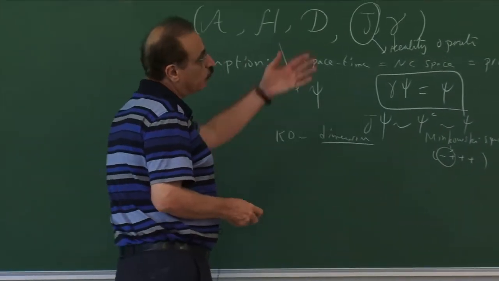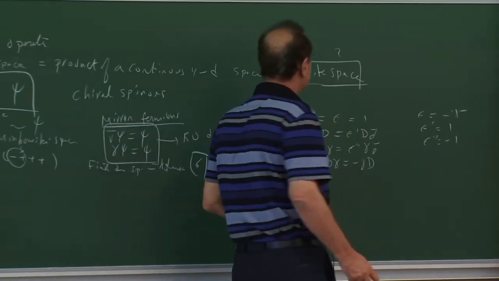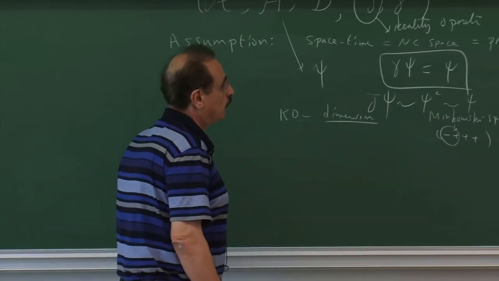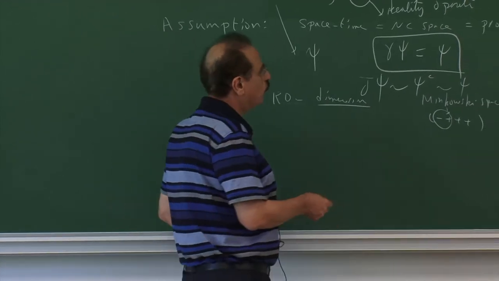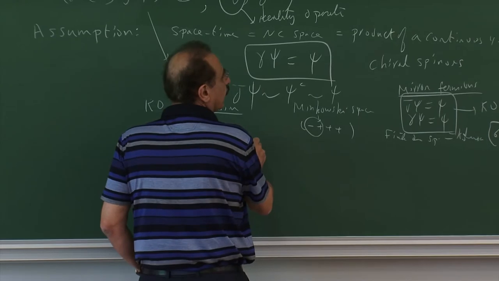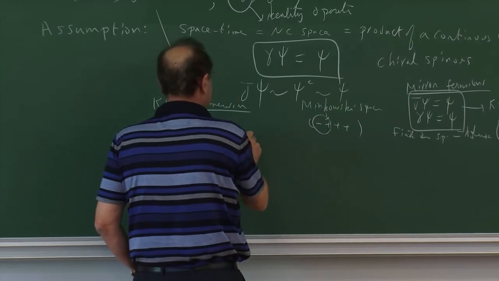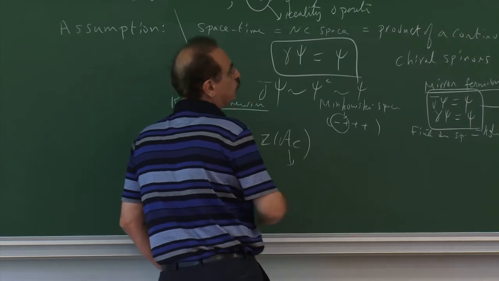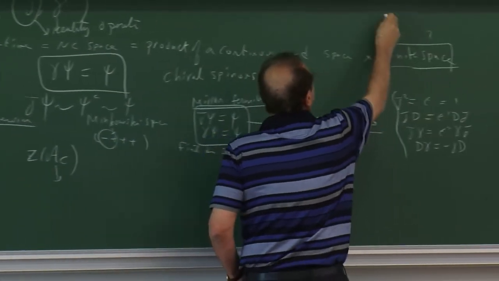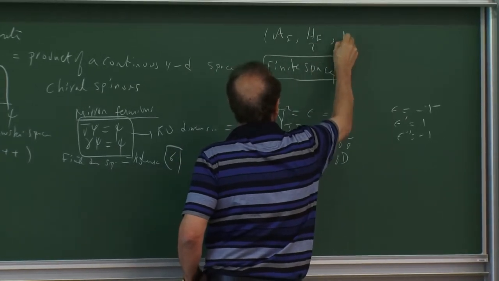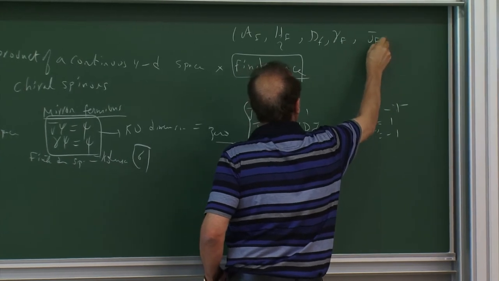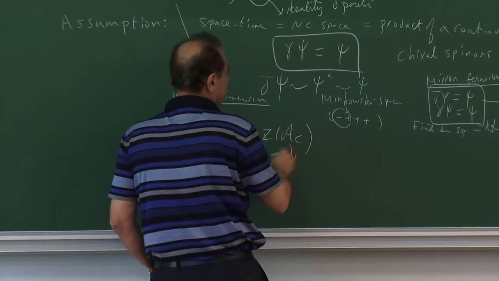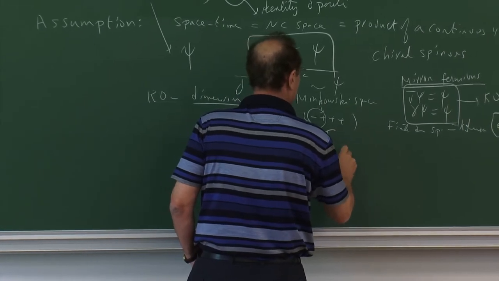So then one goes ahead and tries to understand these finite spaces. And what one discovers, and I will not go through the proof but through the realization of the proof, is that the algebras of the finite space, or essentially the complexification of the algebra, is characterized as follows. Here one assumes that the finite space is characterized by A_F, H_F, D_F, gamma_F, and J_F. Everything is finite. And one discovers that for the complex extension of this algebra, if you take the center of it, there are only two possibilities, which are either C or C plus C.